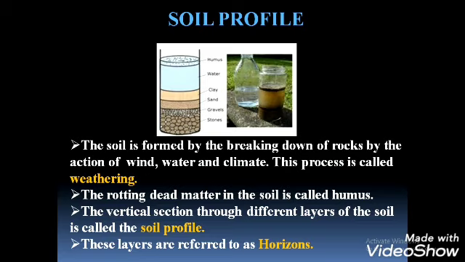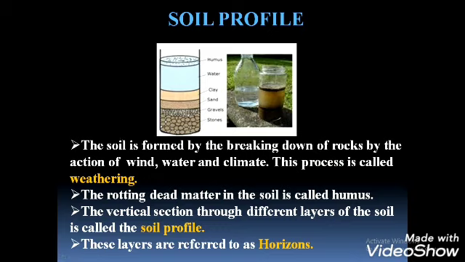And you know that the soil is formed by the breaking down of rocks by the action of wind, water and climate. Okay, so this process is called weathering. What do you mean by weathering? The formation of soil by the breaking down of rock particles by the action of wind, water and climate is known as what? Weathering. This process is known as weathering. The process of formation of soil.